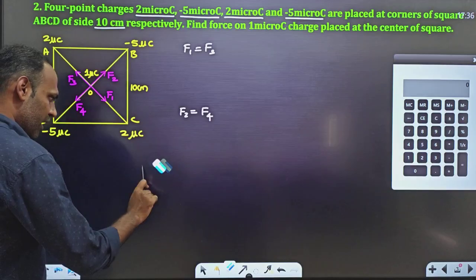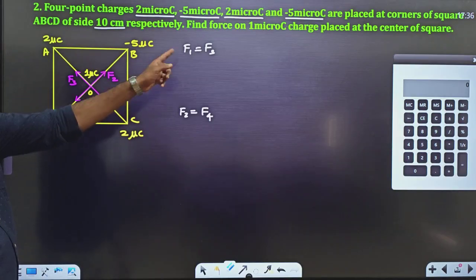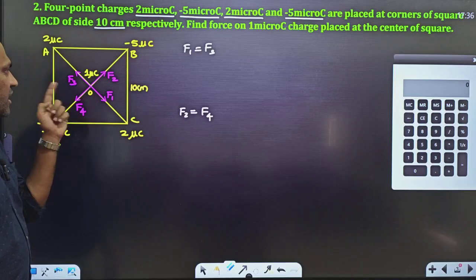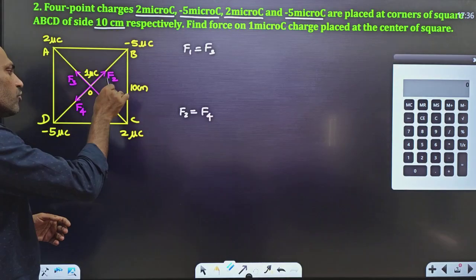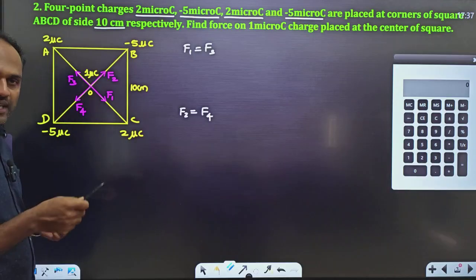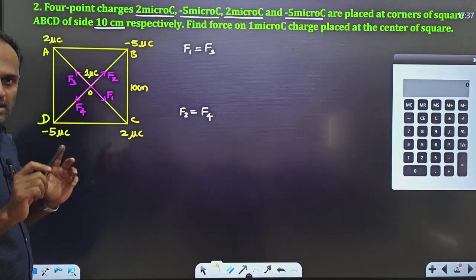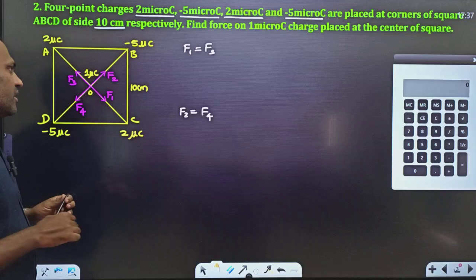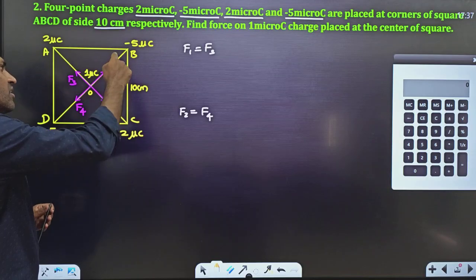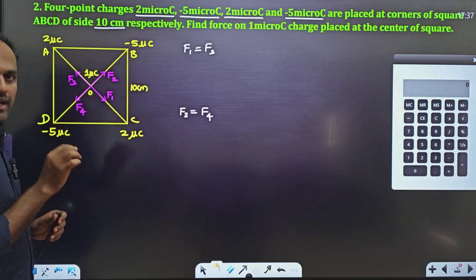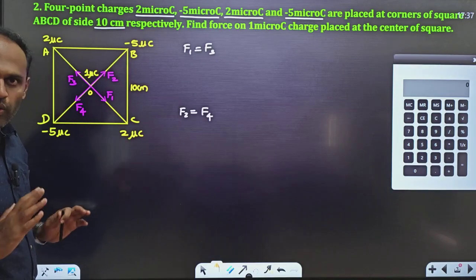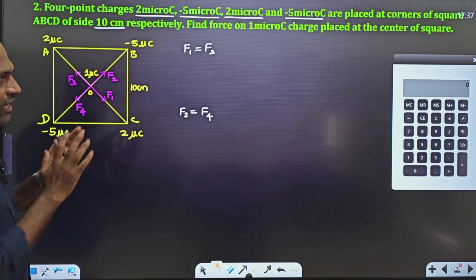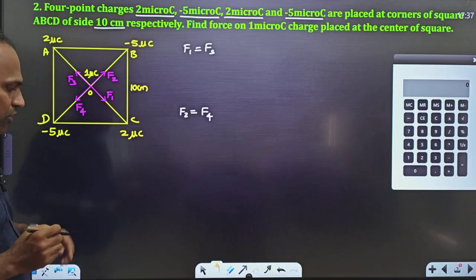These forces are equal and they are opposite in direction. F1 and F3 are equal, they are opposite in direction, so they will get cancelled out. So the resultant becomes 0. F2 and F4 are equal, they are opposite in direction, they will get cancelled. So the resultant will become 0. So there is no resultant force on this diagonal, hence the force on 1 microcoulomb will be 0. We already know it is 0, but we have to calculate and show it.